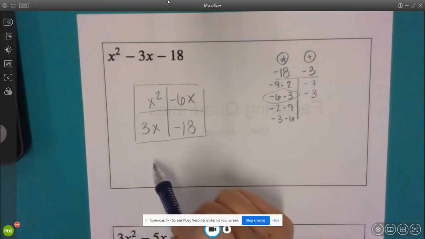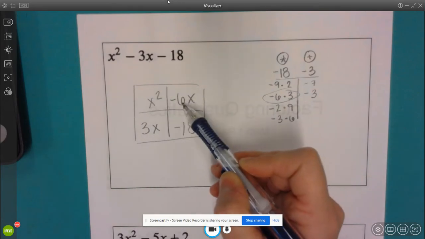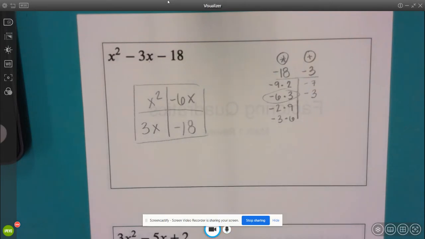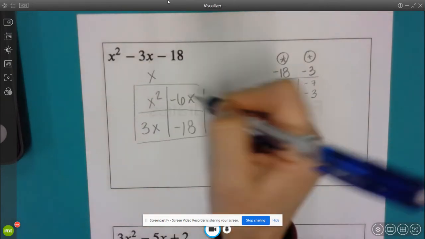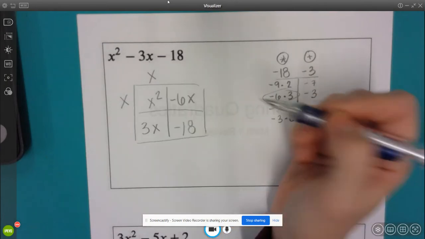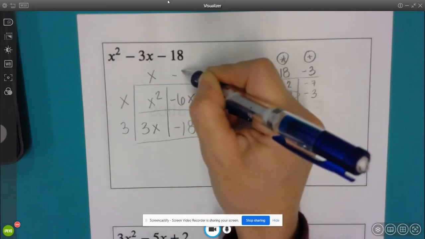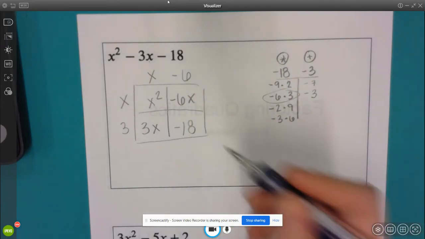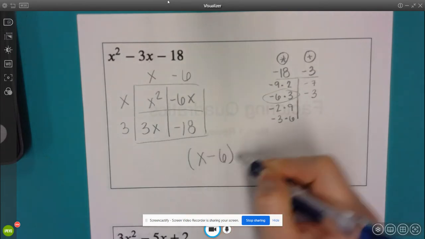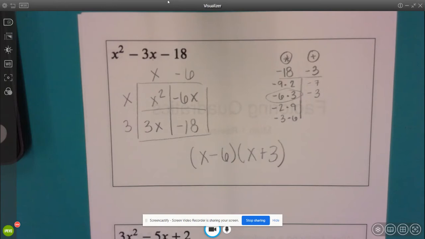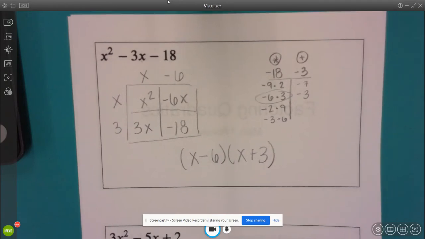So now if I was to simplify this, it would be x squared, negative 6x plus 3x gives me negative 3x, and then I'd have minus 18. So now I'm at the point where I can look at my common factors. This will be x in common on both corners here. These have a 3 in common, and these are both negative, so I can pull out a negative 6 from both of those terms. So this would be x minus 6 and x plus 3. And if you put x plus 3 first and x minus 6 second, that's totally fine. It's the exact same thing because multiplication works in either direction.